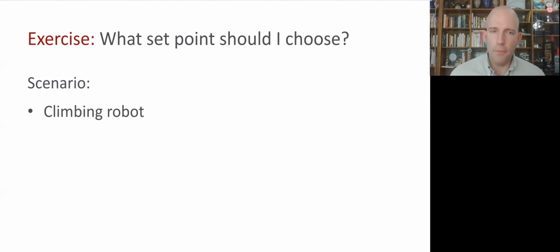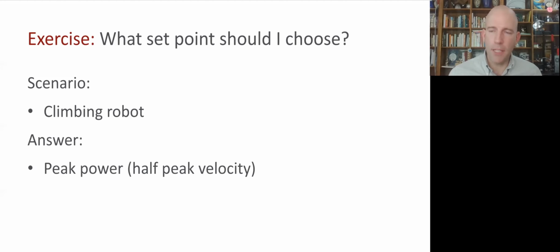Okay, so maybe you notice that if you're climbing, you're trying to raise the body of the robot through gravity. So you're trying to do work on the robot. And if you want to do that quickly, that means you want to do a certain amount of work over a short period of time. That means high power. So this would be a good task to choose peak power output for your motor. So that'd be half of its no load velocity. That's where you'd like to operate the motor.